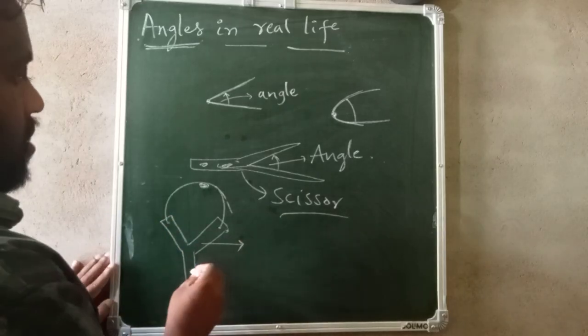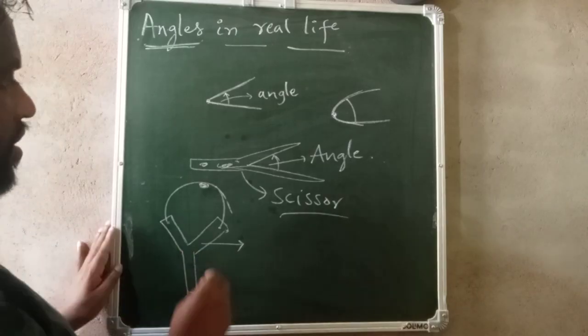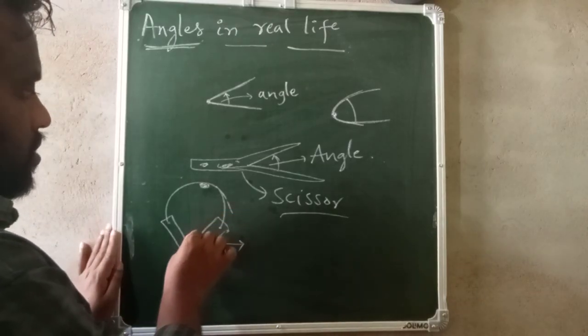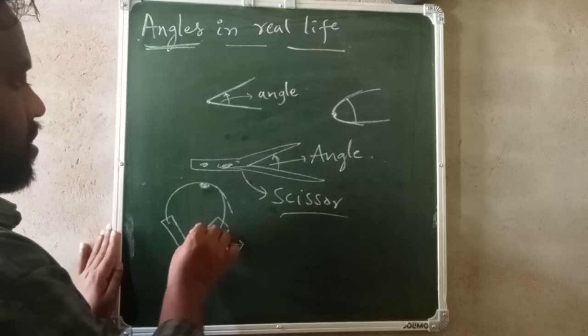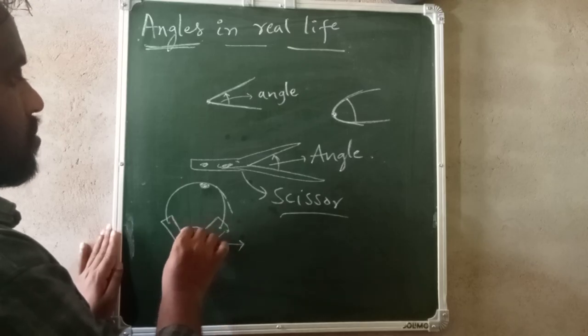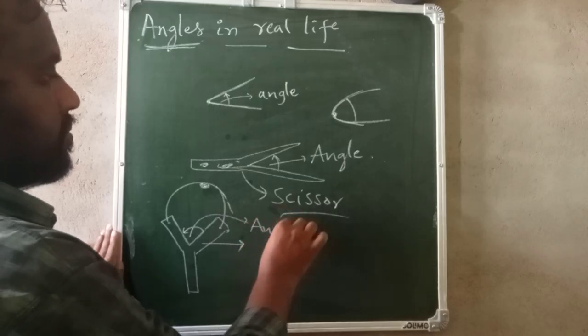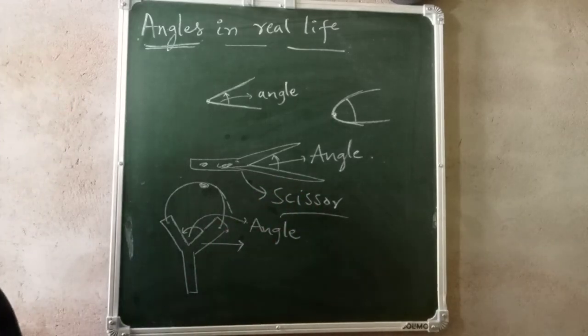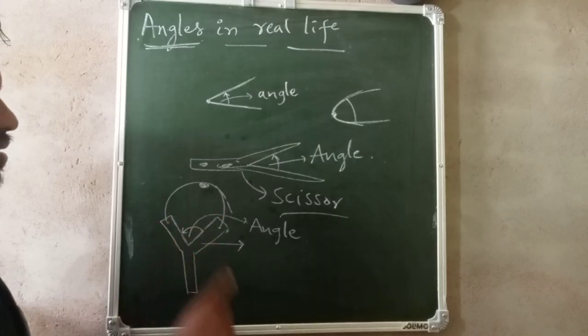Okay, and here is a real life example for the angle. Here you can see this is like a straight line, and this is like a straight line. Between this and this, a kind of angle is formed. That is the angle. So the angle is formed between this and this.